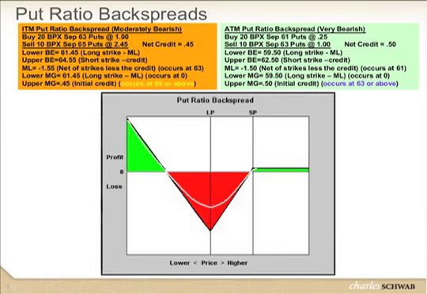Now, unlike the put ratio spread, I don't want to be between my break evens. I want to be outside of my break evens on this one. Okay, so my lower break even is 61.45. That means I want to be below 61.45. My upper break even is calculated as my short strike price minus the amount of the credit I brought in. So that's the 65 minus the 45. That puts me at 64.55.